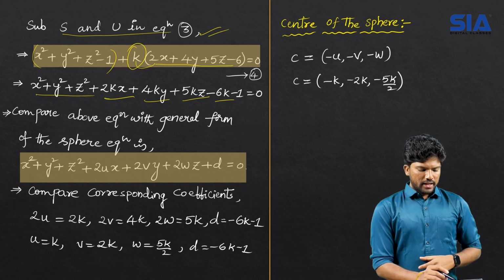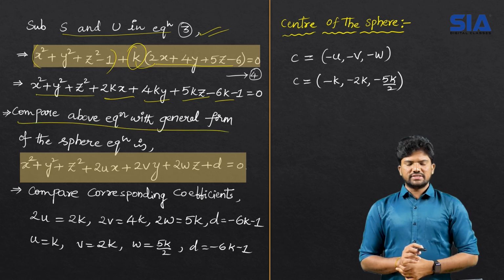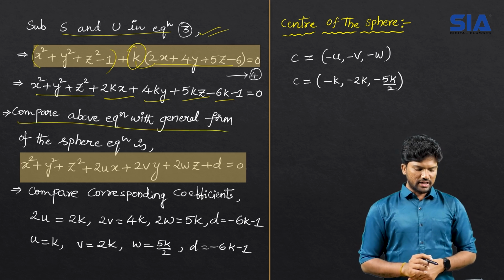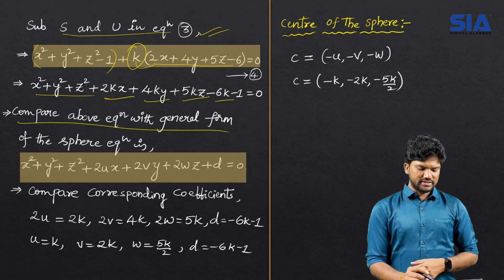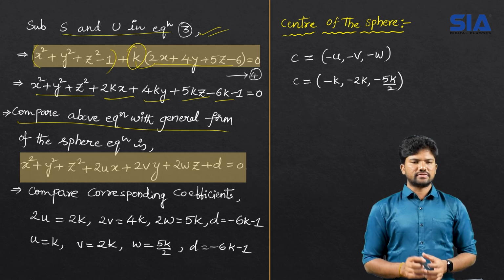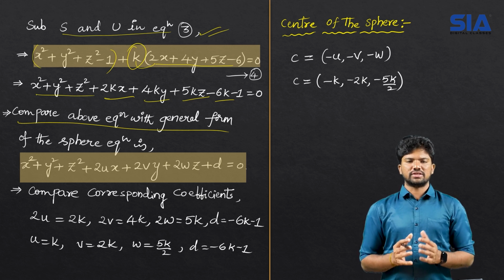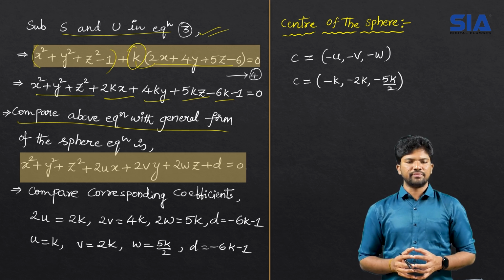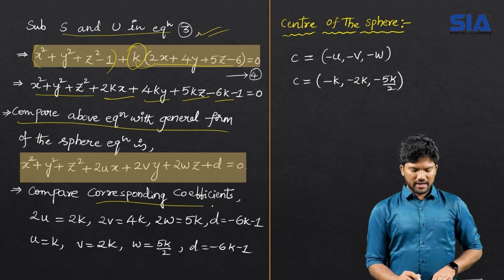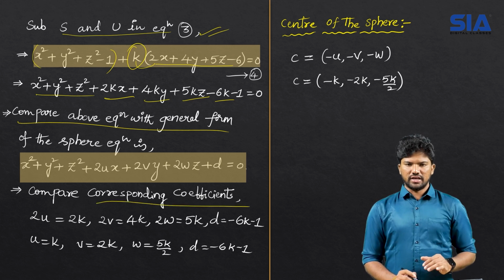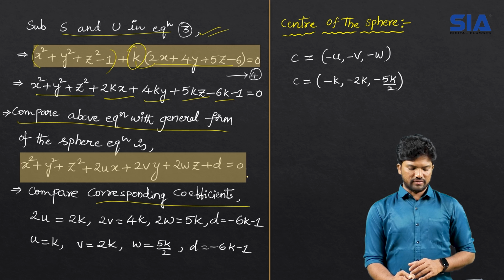Now compare the above equation with the general form. What is the general form? The general form of the sphere is x square plus y square plus z square plus 2ux plus 2vy plus 2wz plus d is equal to 0. Now compare the corresponding coefficients of equation number 4 and this general equation.